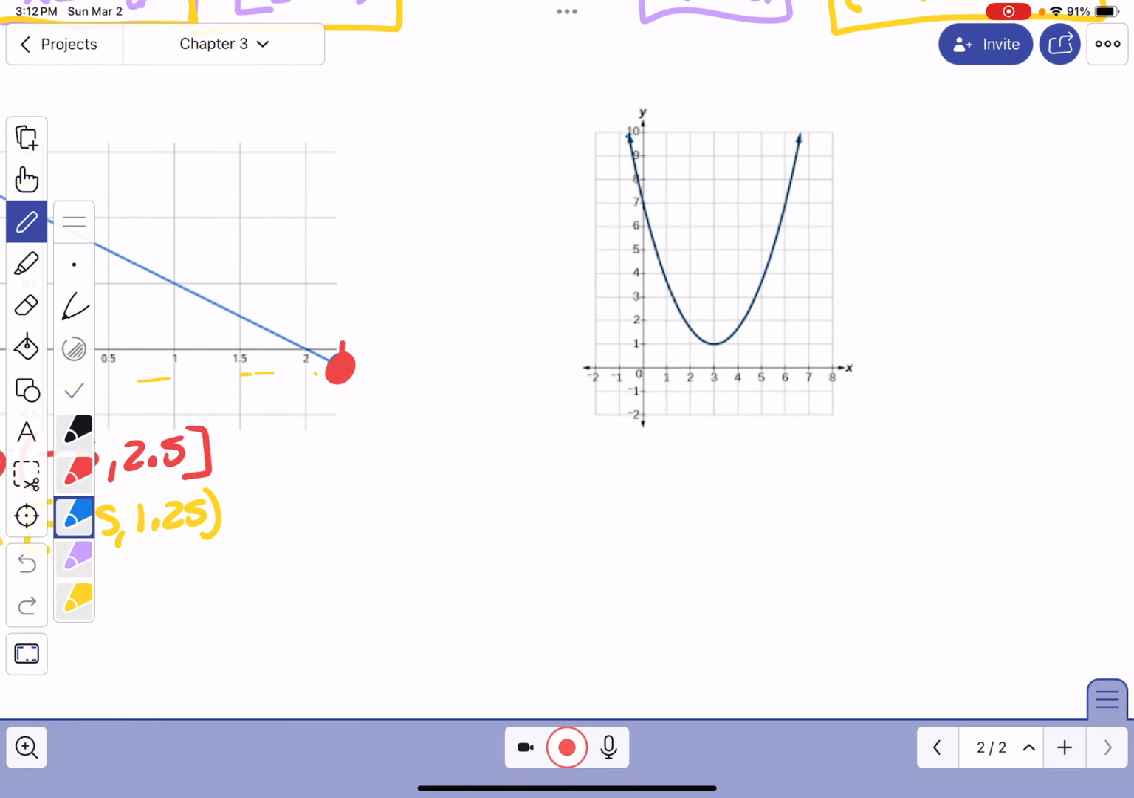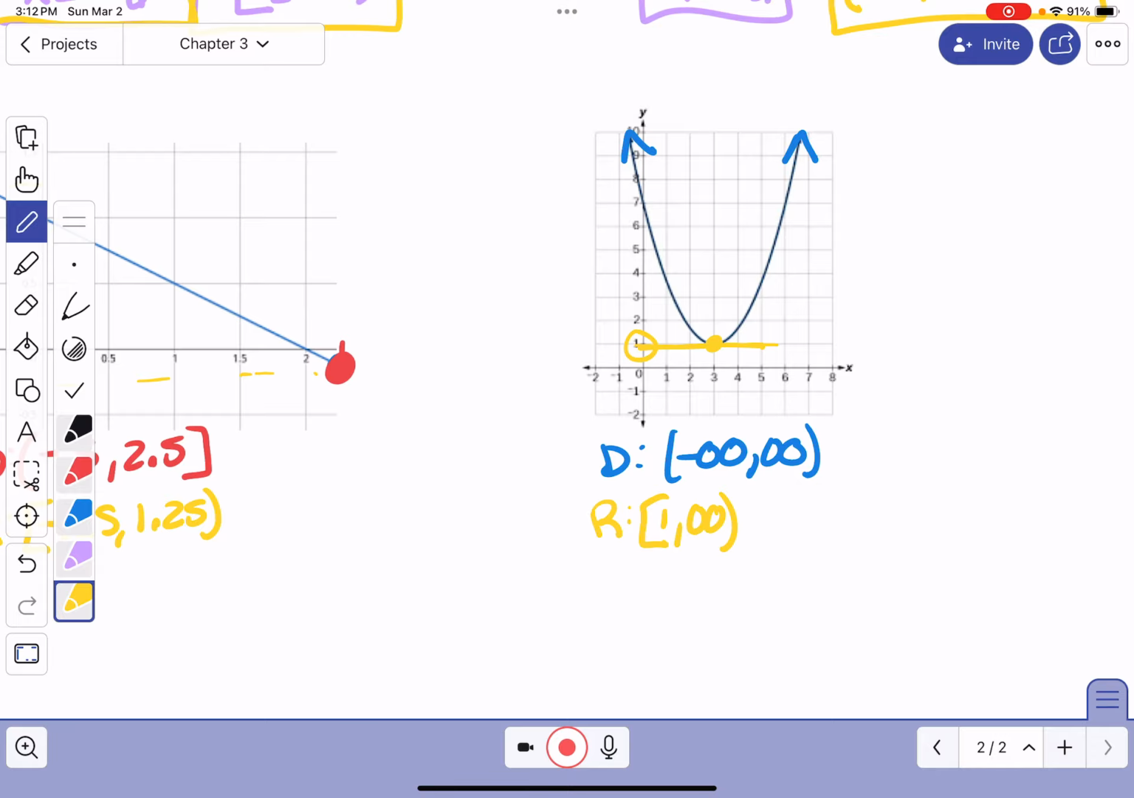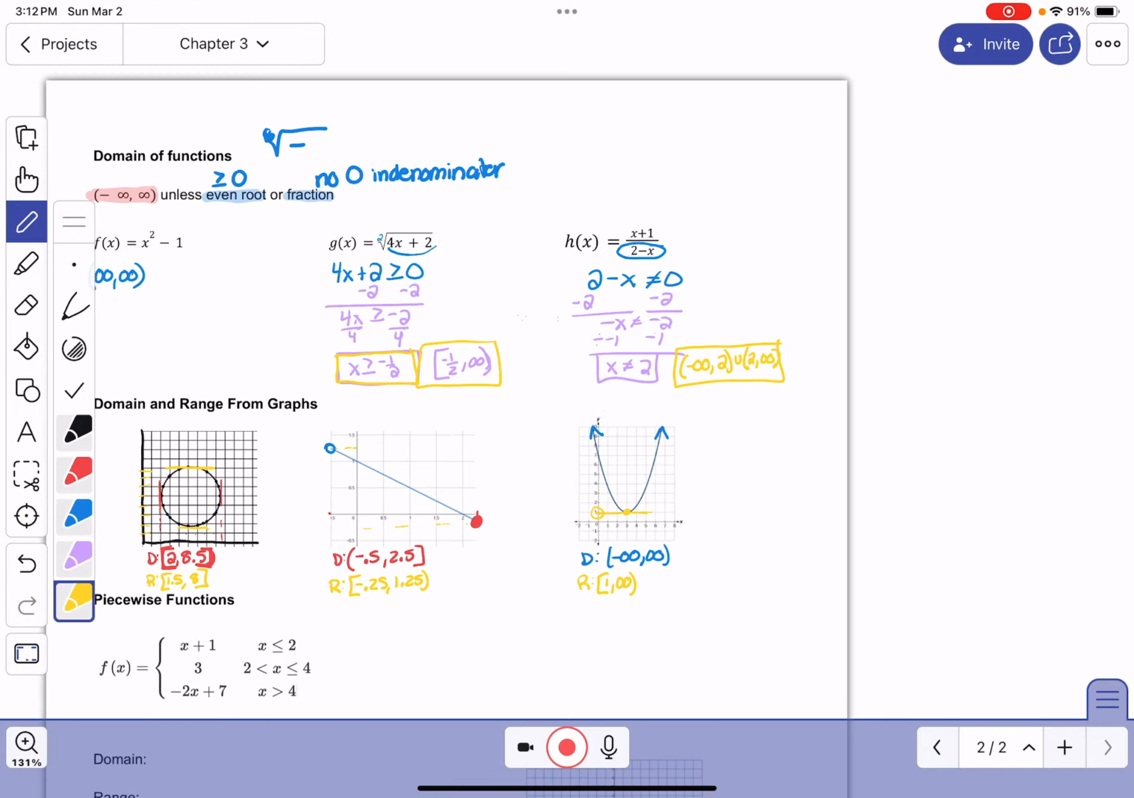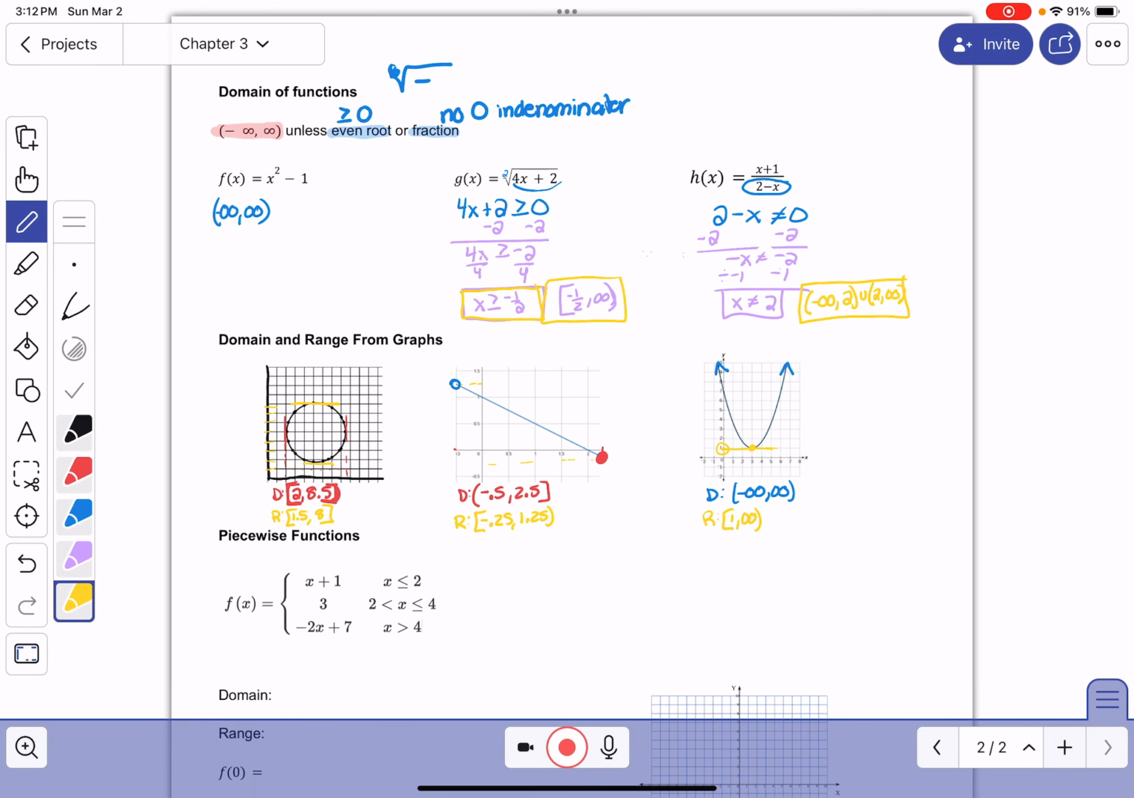And then the arrows, those are what tell us on the left and right that our domain is negative infinity to infinity. And our range, we just go where it bottoms out. This is going to be a minimum, which we'll talk about in another section, but it bottoms out at 1. So our range is from 1 to infinity. So those are some algebraic and graphic ways to find your domain and range.